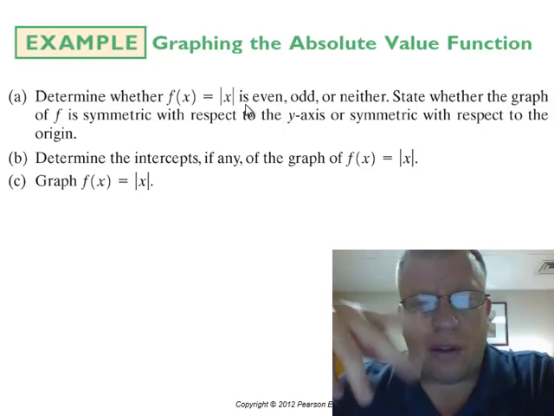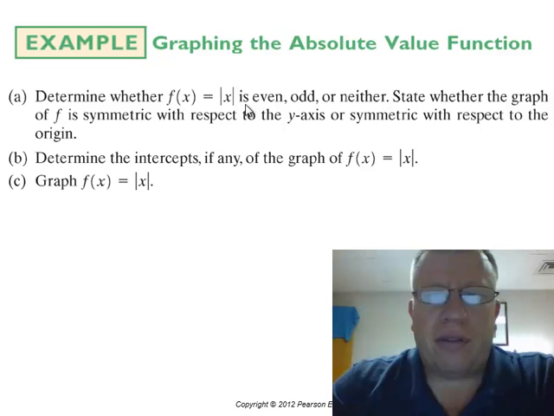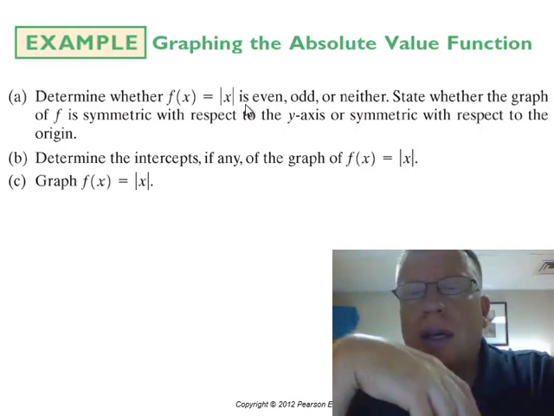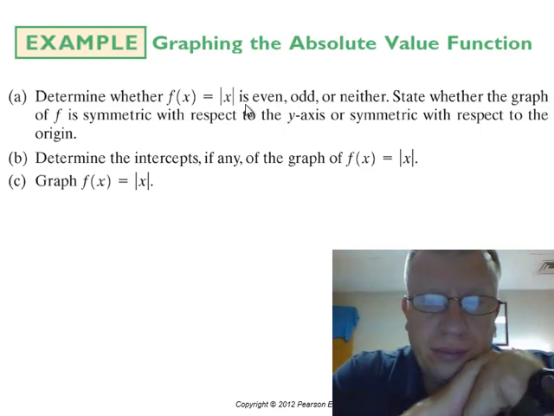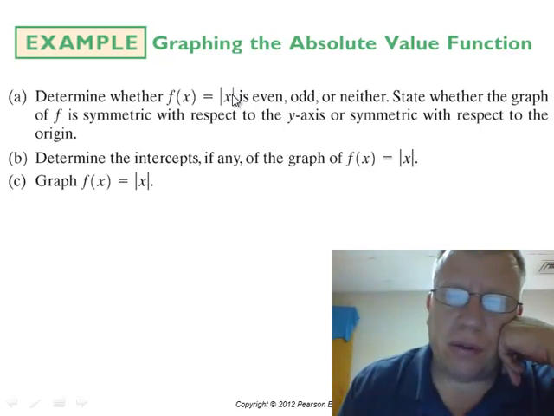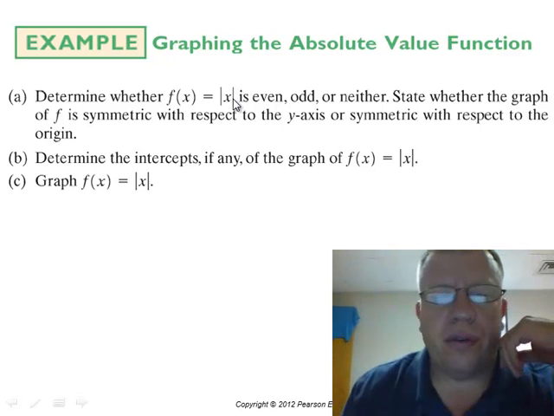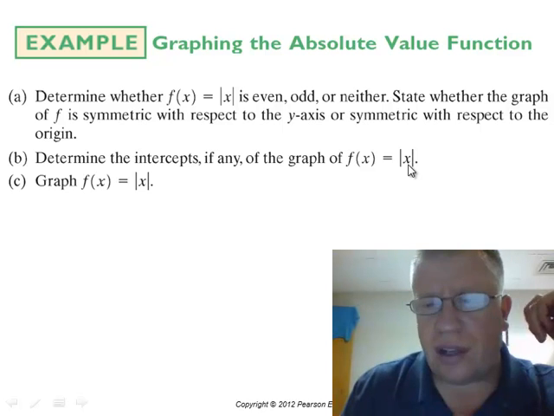Okay, so whatever the graph is in the first quadrant, you'll have that same graph reflected about the y-axis in the second quadrant, mirror image. Intercepts, well, replace x by 0, and you'll get the function being equal to 0 as well, because the absolute value of 0 is 0. So there's only one intercept for this graph, and it's at the origin.